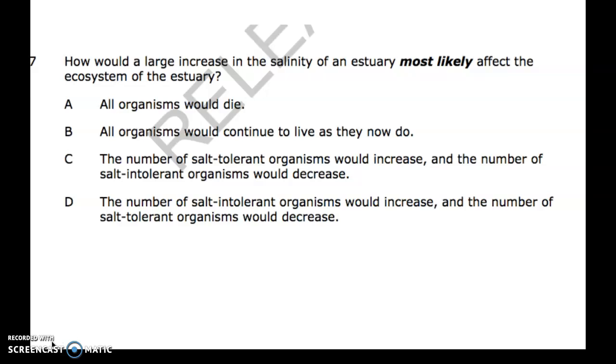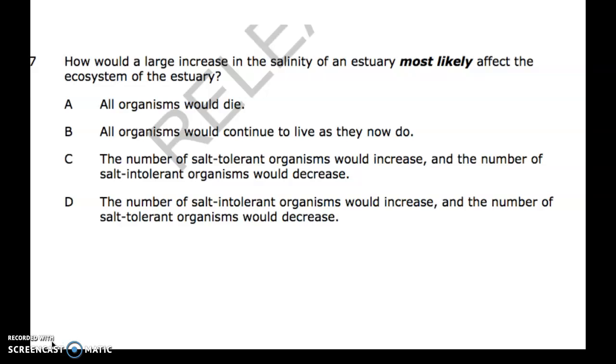The first one asks us, how would a large increase in salinity of an estuary most likely affect the ecosystem of that estuary? Sorry if you hear my coffee maker in the background. Answer A says all organisms would die. B says all organisms would continue to live as they do now, so there would be no change. C says the number of salt-tolerant organisms would increase and the number of salt-intolerant organisms would decrease. And D says the number of salt-intolerant organisms would increase and the number of salt-tolerant organisms would decrease.